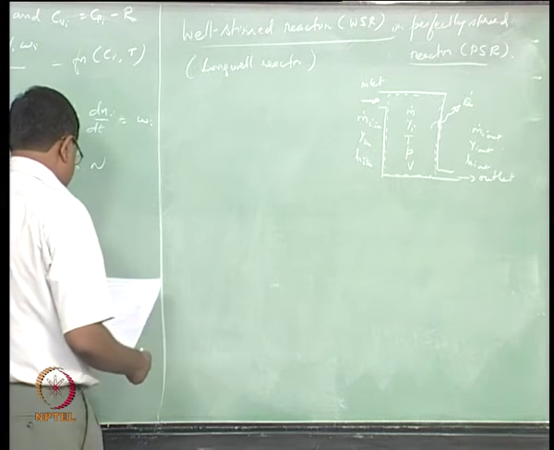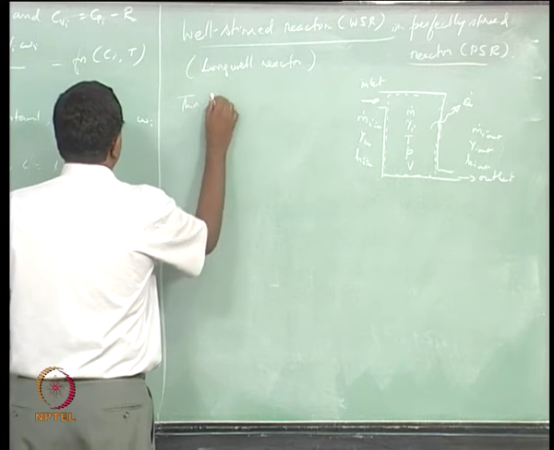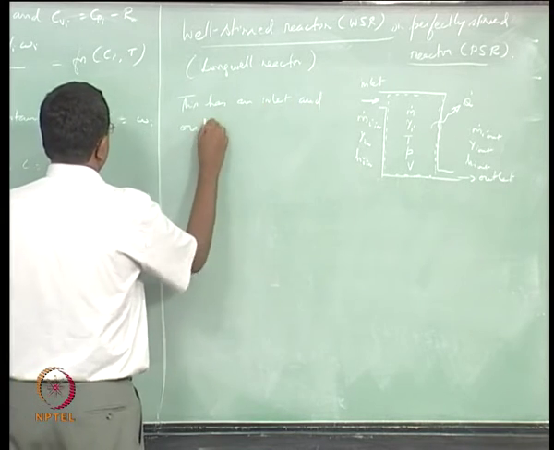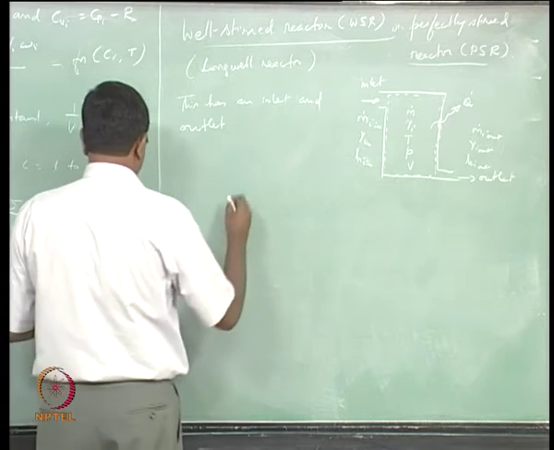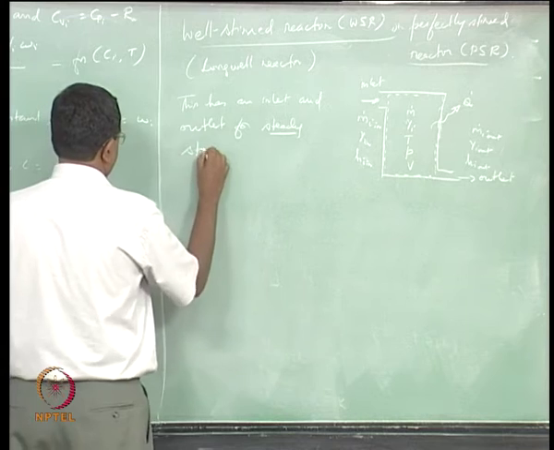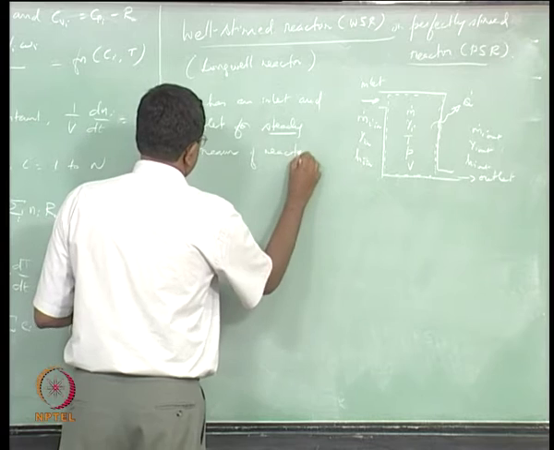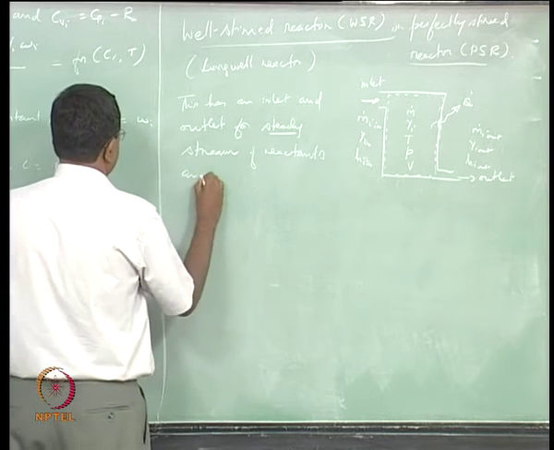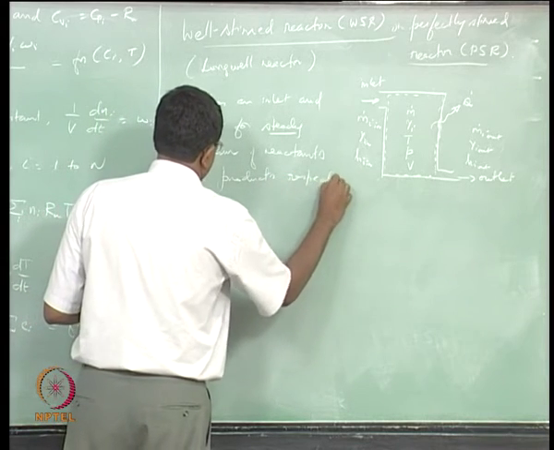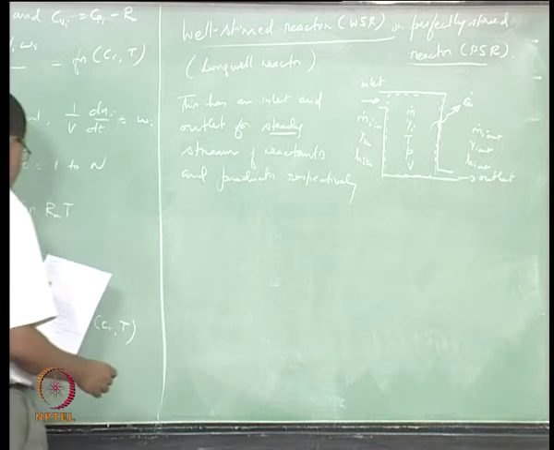So this has an inlet and outlet for steady stream of reactants and products respectively. That is, reactants get into the inlet and products get out of the outlet.